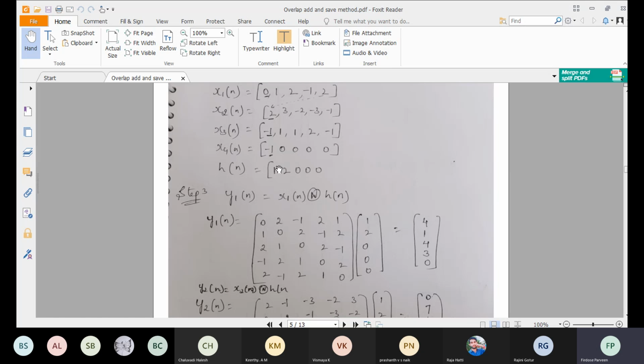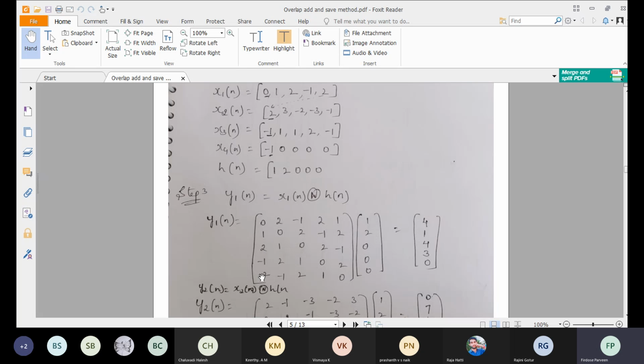So h of n is what? 1, 2, 0, 0, 0, in square brackets. Now I need to do convolution of x1 of n and h of n to get y1 of n. So now I'll write the sequence 0, 1, 2, minus 1, 2. Parallelly, if you all do it, it will be easy for you. 0, 1, 2, minus 1, 2.